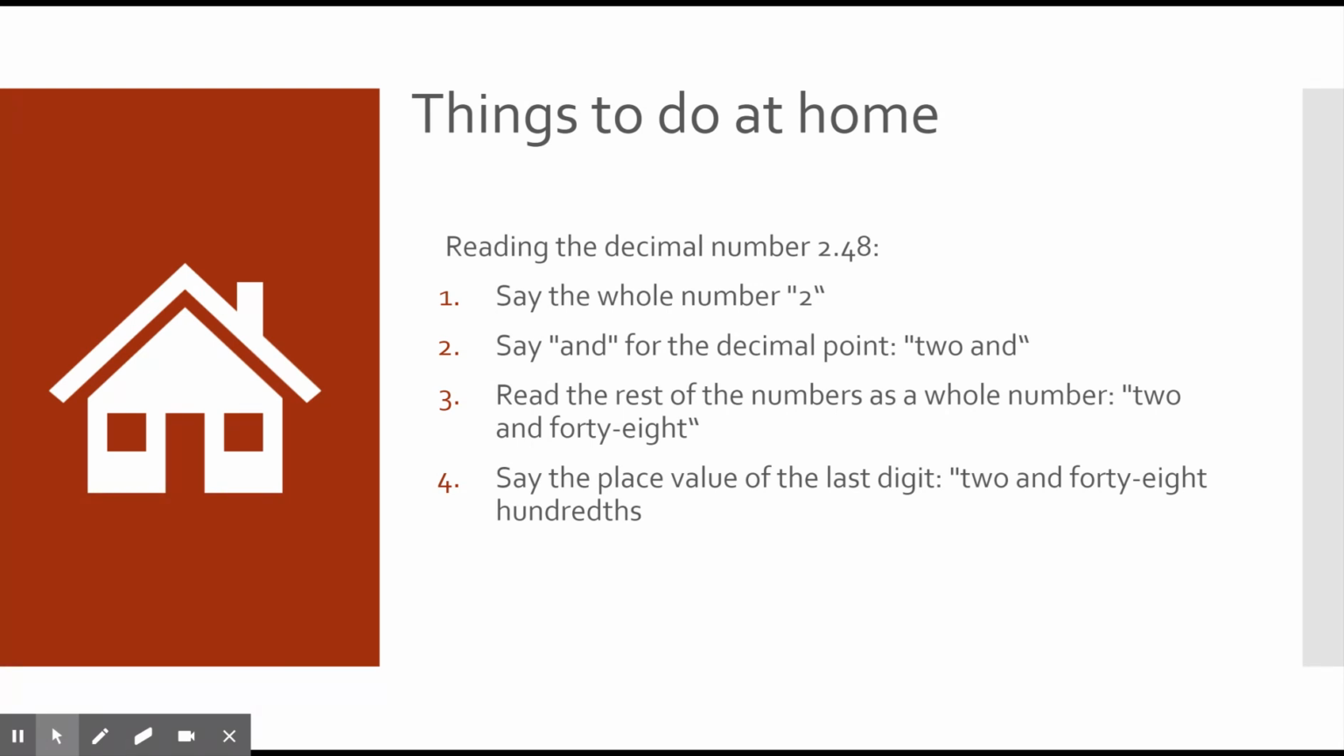Another way to support this standard at home is to practice reading decimal numbers correctly. Start by saying the whole number, and for the decimal point, then read the rest of the numbers followed by saying the place value of the last digit. For example, 2.48 is read as 2 and 48 hundredths.